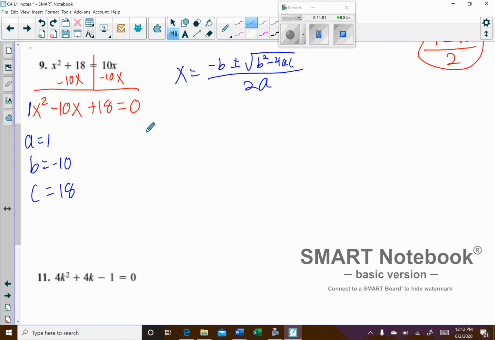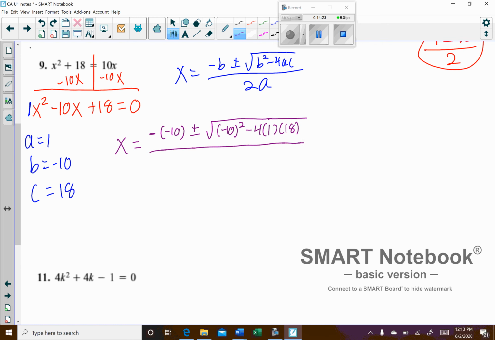Okay, so here we go. So I'm going to have x equals negative 10 plus or minus the square root of negative 10 squared minus 4 times 1 times 18, all divided by 2 times 1. Okay, double check, everything looks all right.